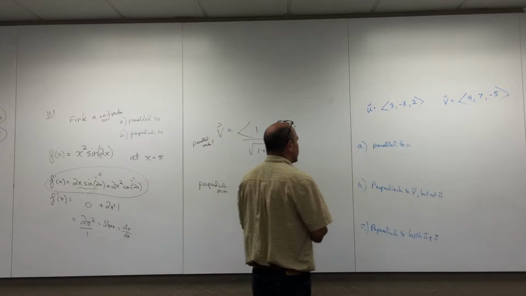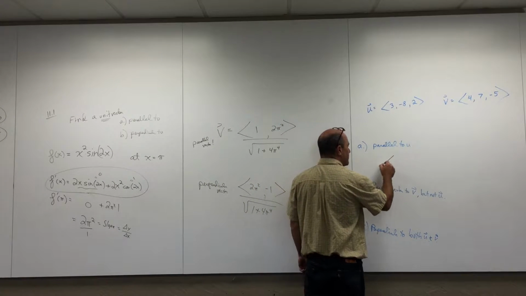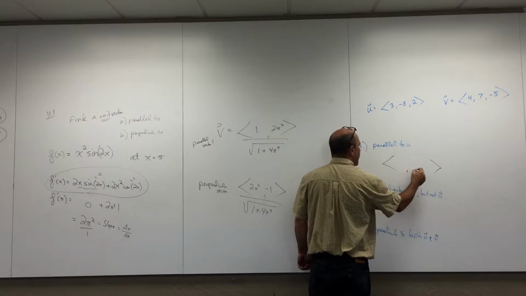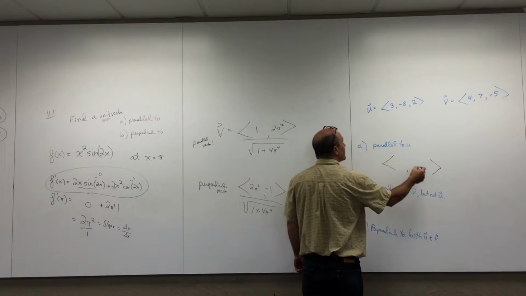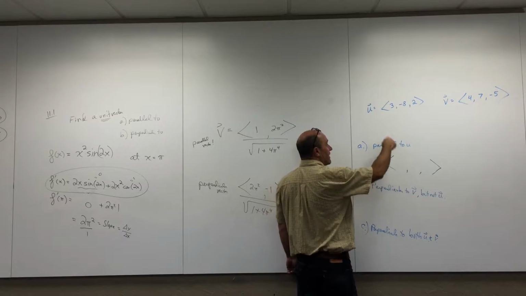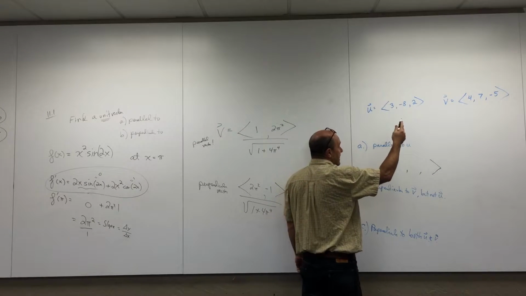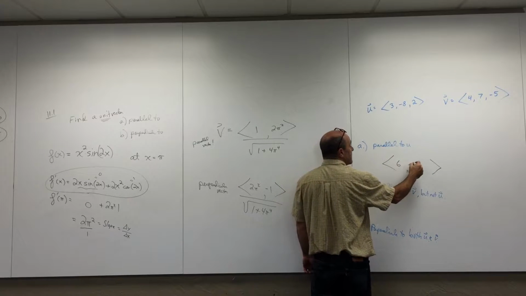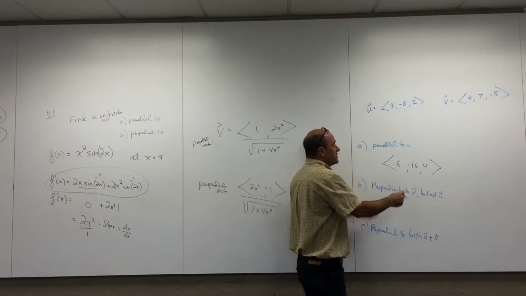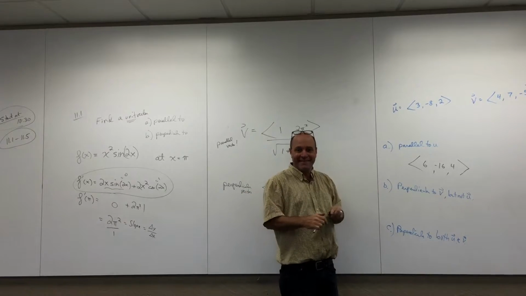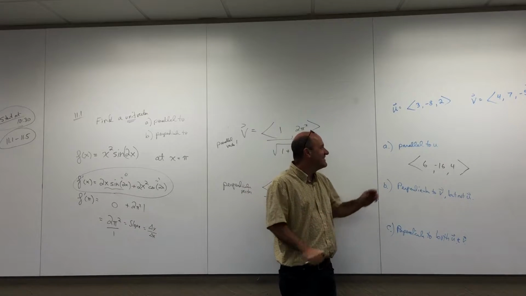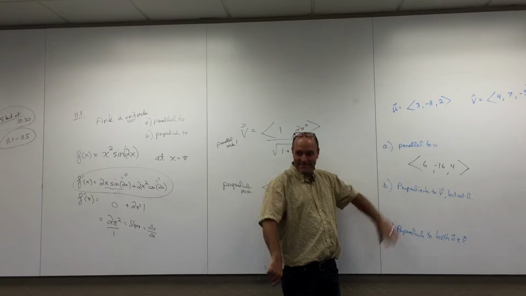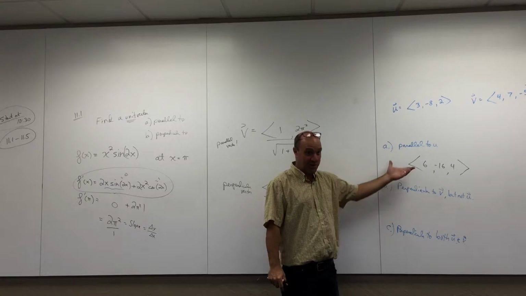What about the first one? Can you come up with something? Negative 16, 4. All right, I like that. What did he do? He multiplied by any scalar he wanted. He picked an easy scalar like 2, and he said 6, negative 16, 4. It's just 2 times u, which is parallel to u, right? A scalar multiple. Yeah, that's easy. So there are millions of these answers.